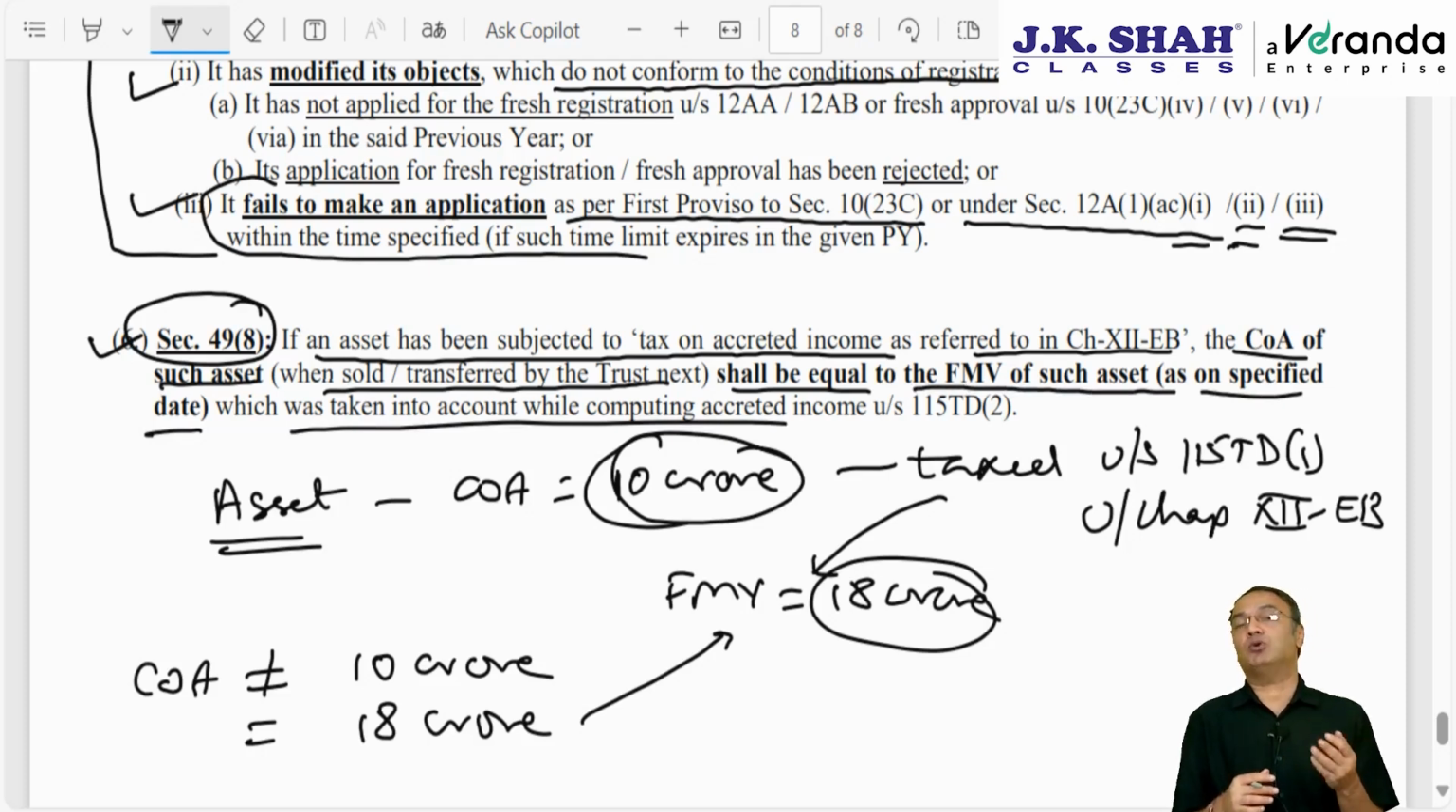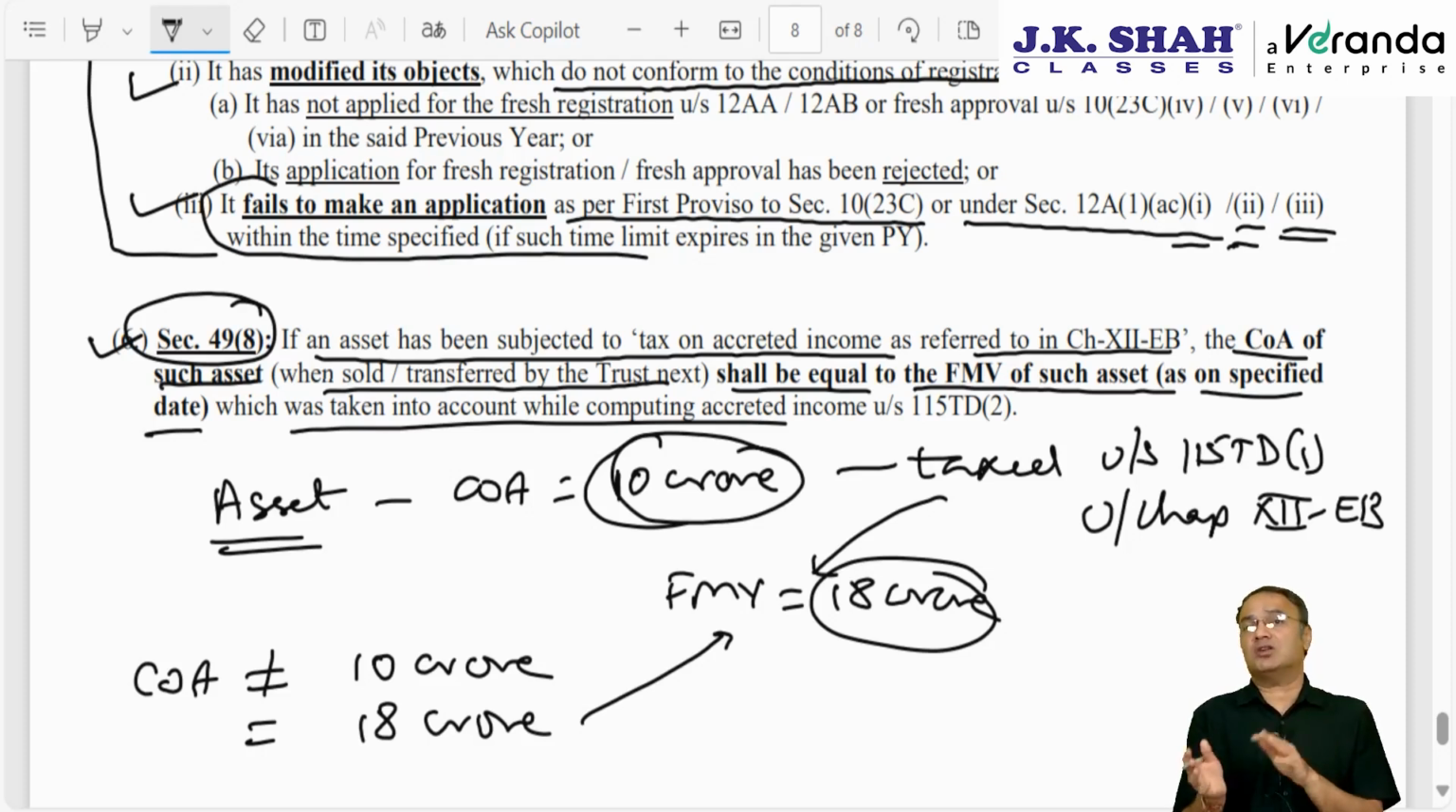This is similar to an employee receiving ESOPs from his employer company. 100 rupee worth of ESOPs are received for 70 rupee, then 30 rupee was taxed instantly under the salary, if you recollect, as a perquisite.